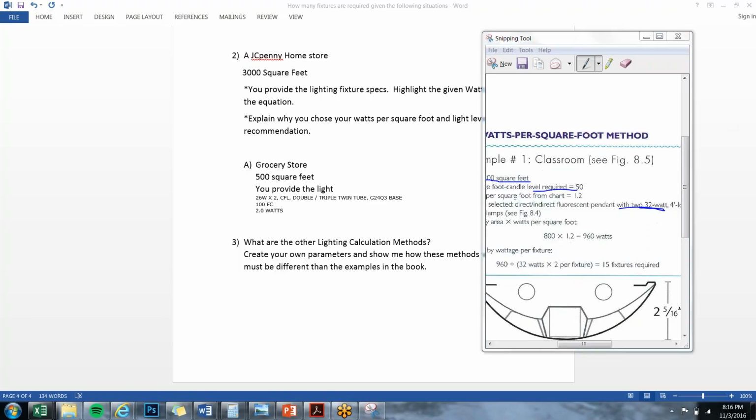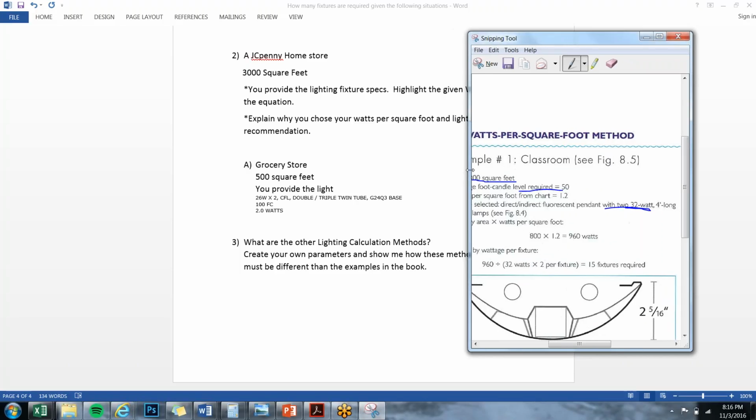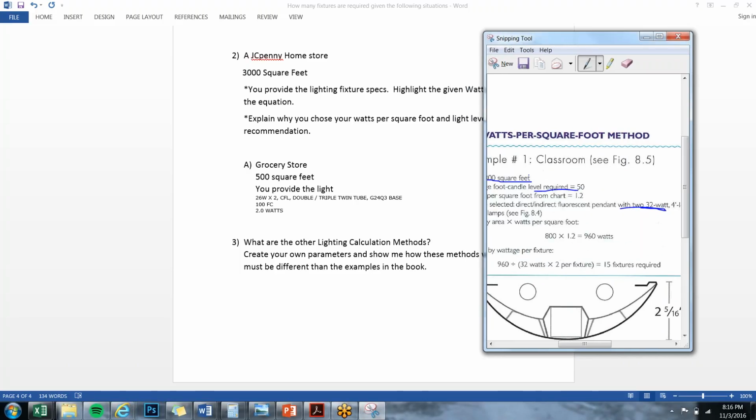So now we can go ahead and look back at our sample equation from the book. So we have our square footage here. We have the foot level required, right? That is our 100 foot candles in our case. 100. It's going to be lovely. We have 2.0 from the chart for this portion. We only have 500 for square feet.